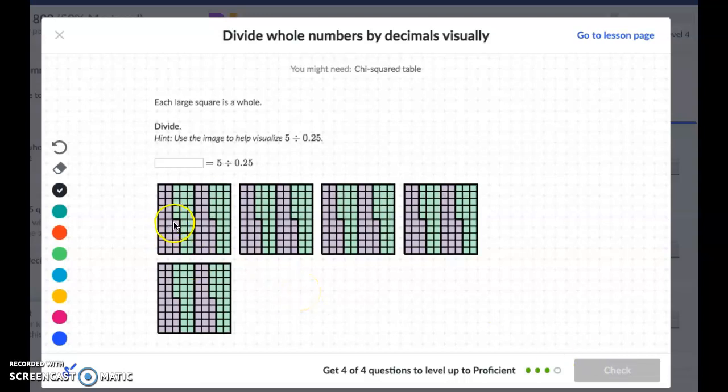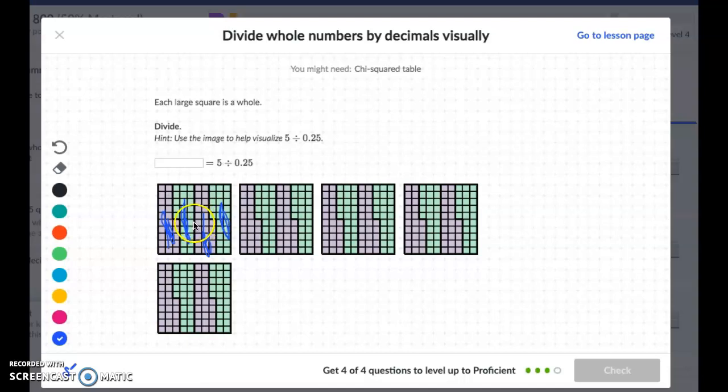Okay, again, they have 5. So 1, 2, 3, 4, 5, and they divided it by 0.25 or 25 hundredths. So each section here is 25 blocks. It's 25 out of a total of 100. So here's a section of 25, here's a section of 25 hundredths, a section of 25 hundredths, a section of 25 hundredths.